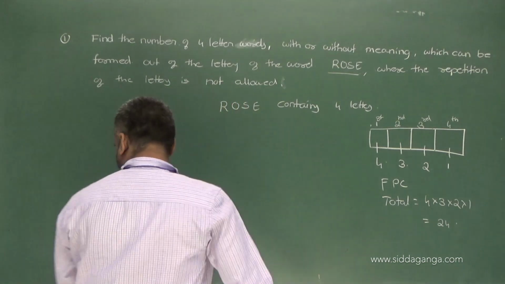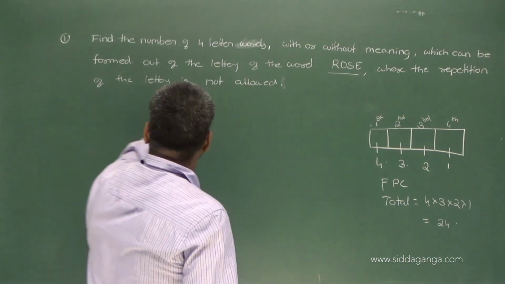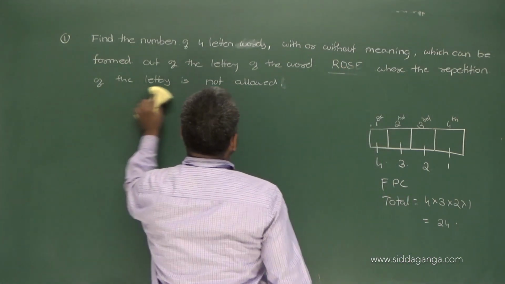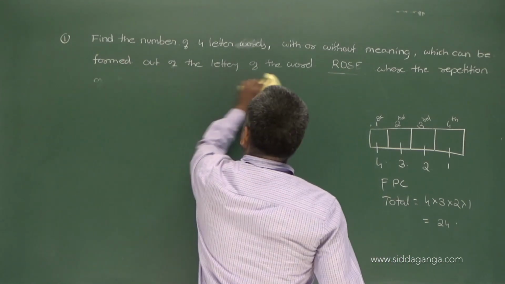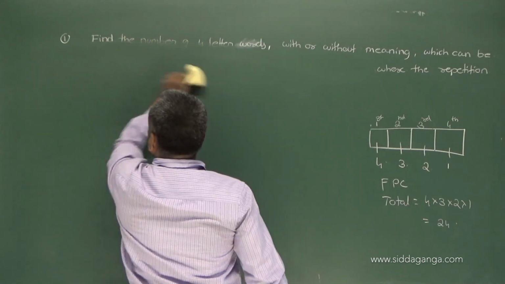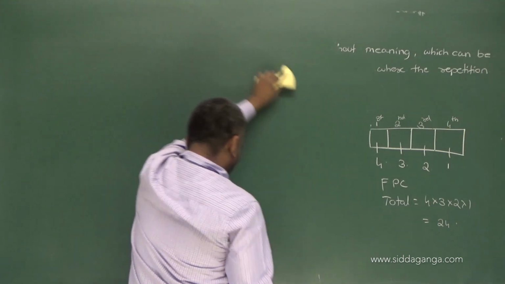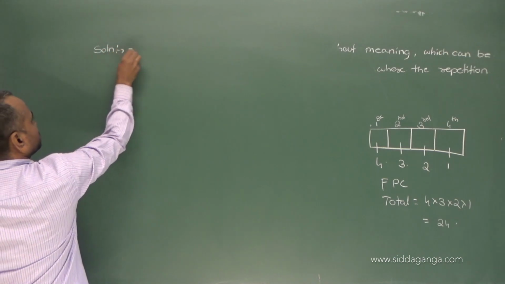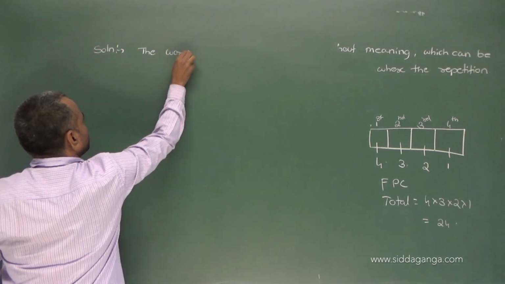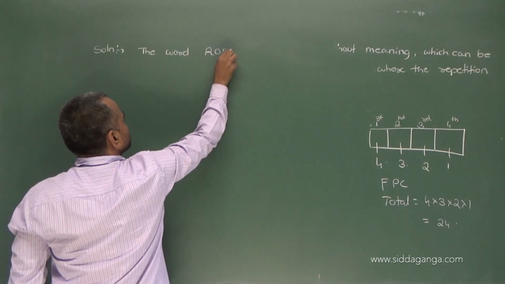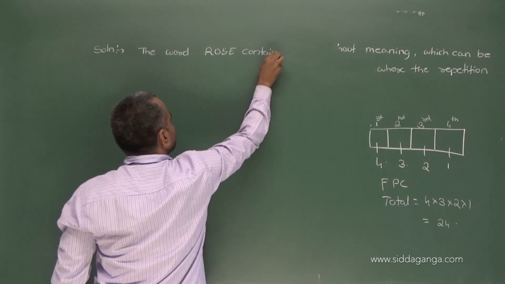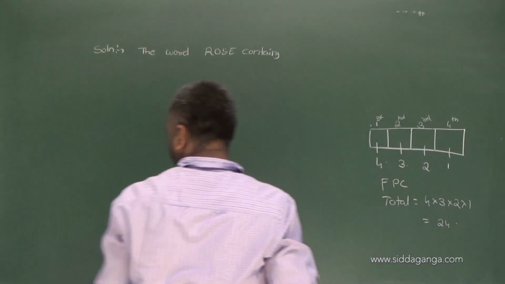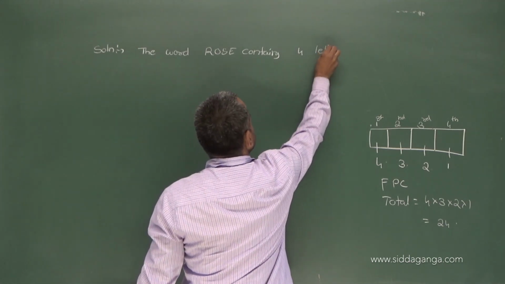Very simple question. Okay, so this is the concept. We write the solution. Solution: the word rose contains 4 letters.